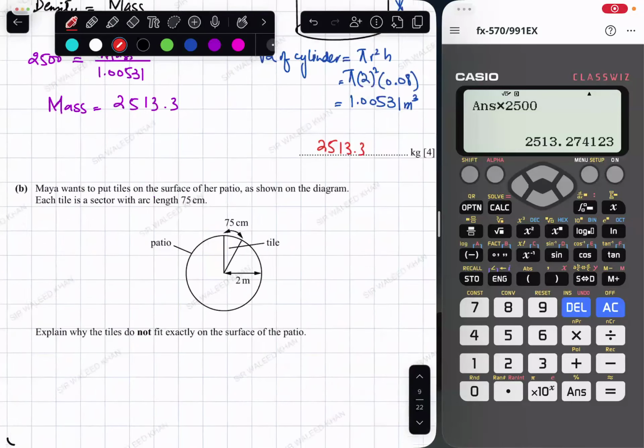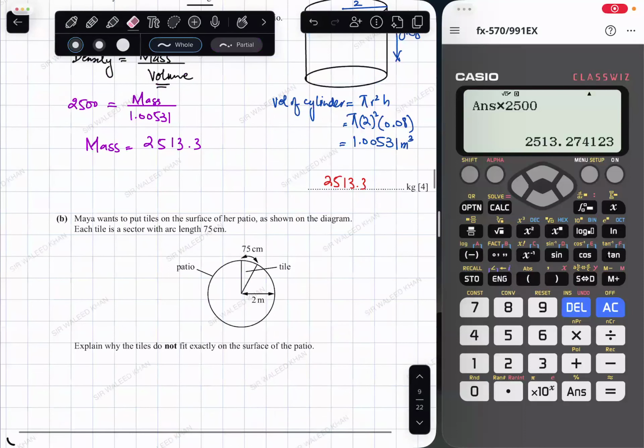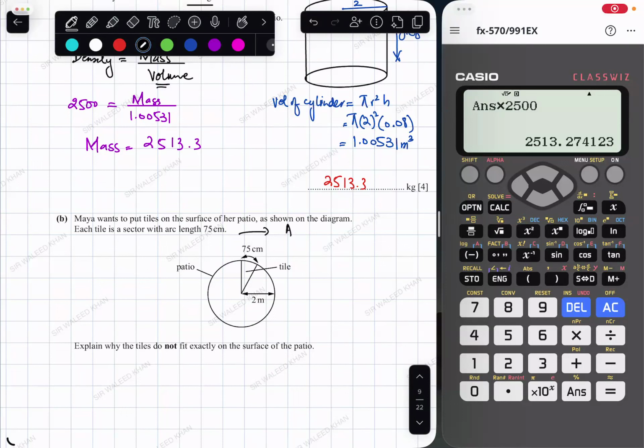Okay. This is the hole, circular, and this over here is representing the tile, right? So with an arc length of 75. So arc length of 75 is given to us. I can figure out the angle from that. So that should be arc length is equal to theta over 360 into 2 pi r. That's your formula for arc length.